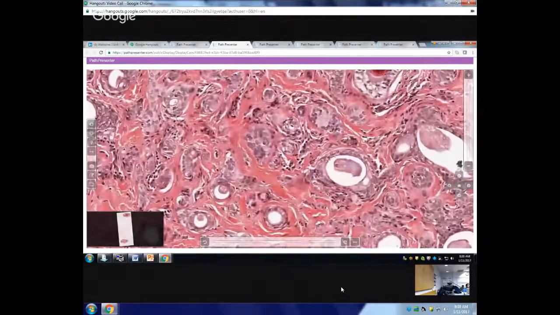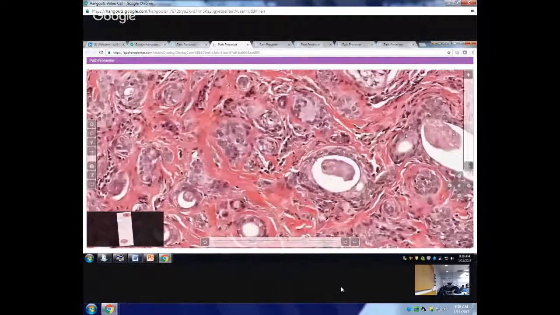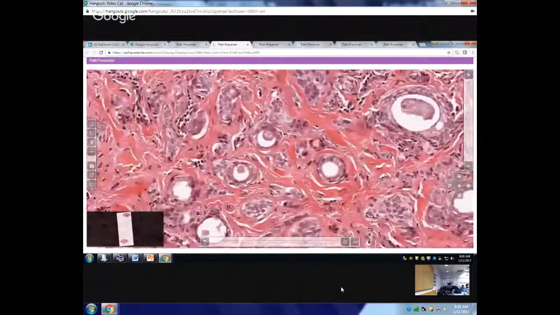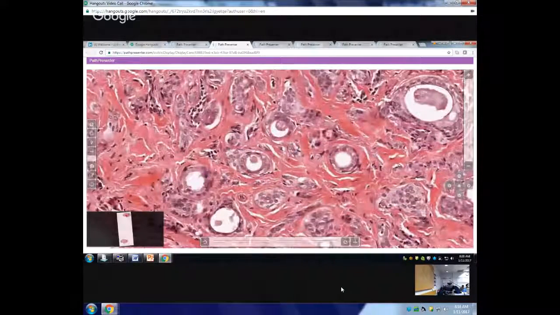See, all these are actual glands. If this was not the skin, if this was the GI tract, what would you think of this one? This is actually a glandular structure. No? Right. Another one is a glandular structure, another glandular structure.